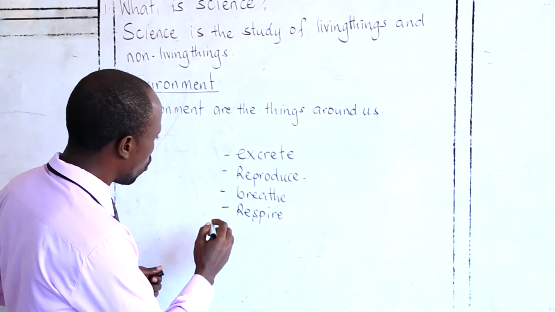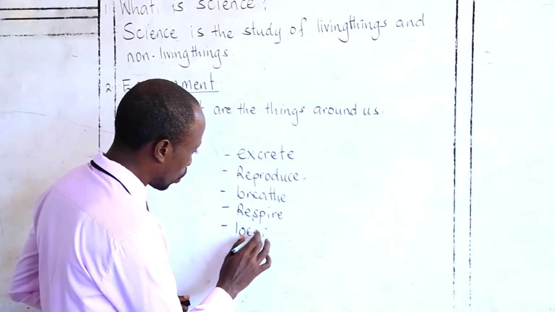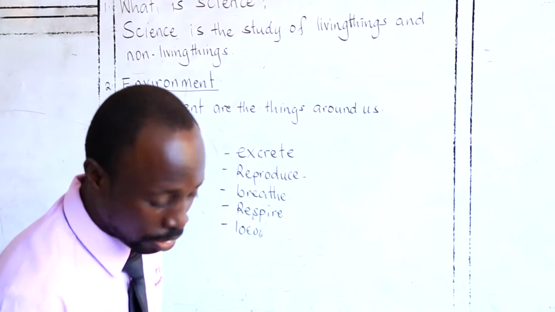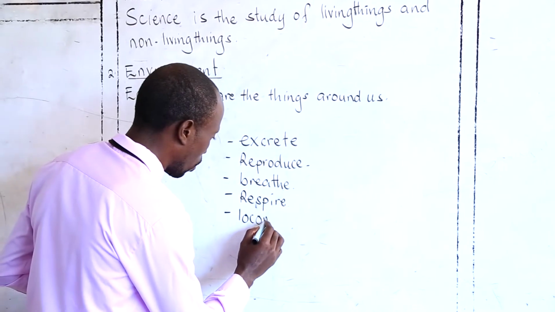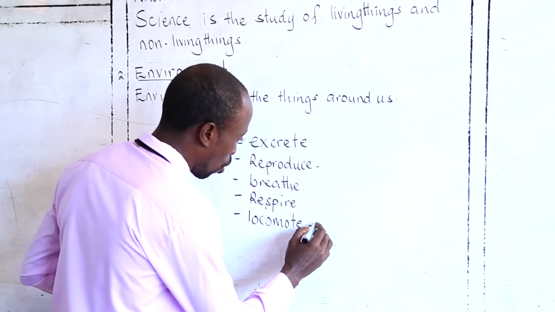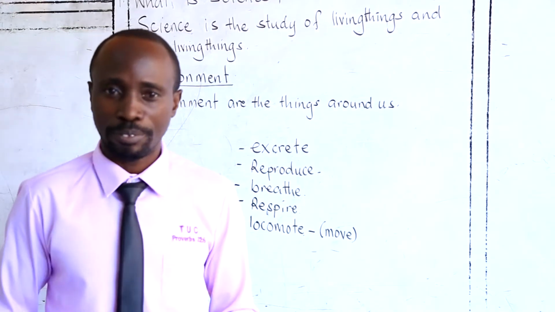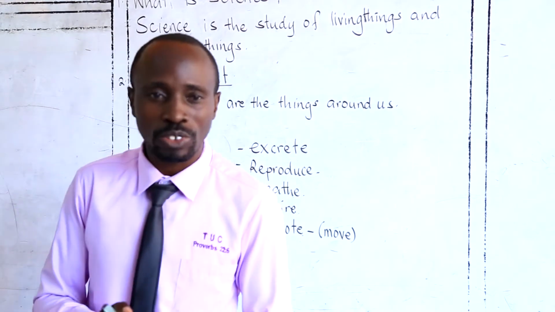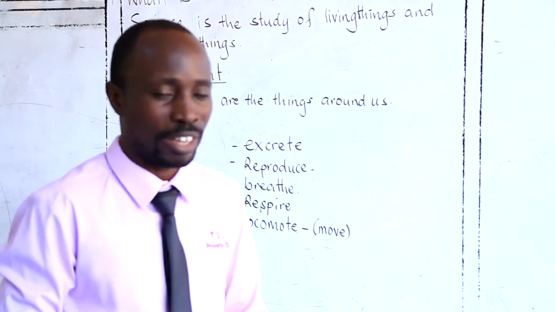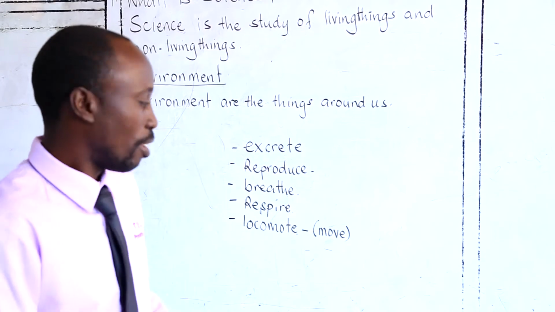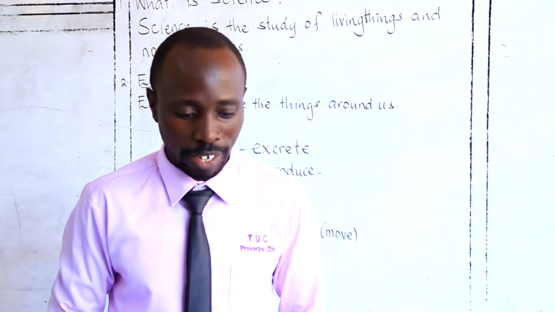Now, what else? They locomote, okay? Living things locomote. To locomote is to move. Okay? They can move from one place to another. That cat you see at home, or that dog you see at home, it always moves up and down, goes this side and this side, chases thieves and all that. It can move from one place to another. Whereas non-living things like this one cannot move from one place to another, they cannot move.